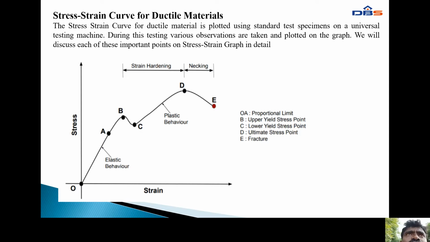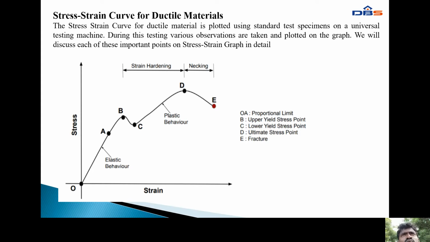O to A is the proportionality limit. Proportionality limit means the stress is directly proportional to the strain. As the stress increases, the strain also increases. Next, the O to A portion is called elastic behavior.